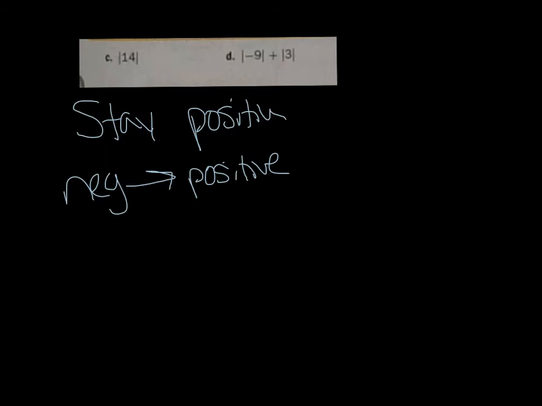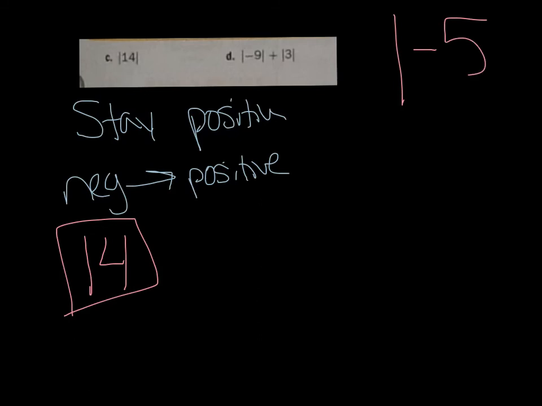So for letter C, for instance, since it's a positive 14 inside the absolute values, my answer is still going to be 14. If I had, by chance, -5 inside the absolute value signs, that would change to a positive 5. So either way, I'm going to get a positive number out. So let's look at letter D.